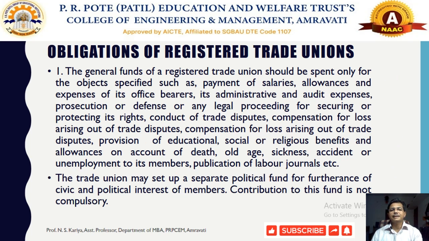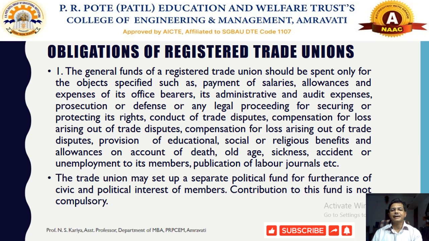Now these are called the obligations of a registered trade union. There are some minimum prescribed rules and regulations which are made mandatory for certain trade unions, specifically the registered trade union. Now what are these obligations? The general fund of the registered trade union should be spent only on the objects specified, such as payment of salaries, allowances, expenses of its office bearers, etc.